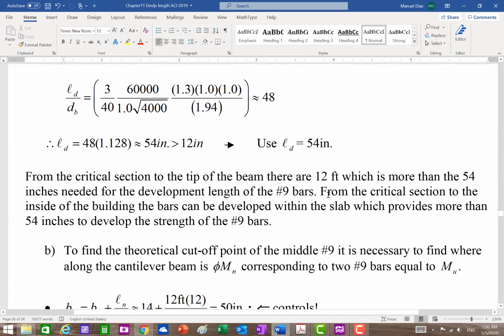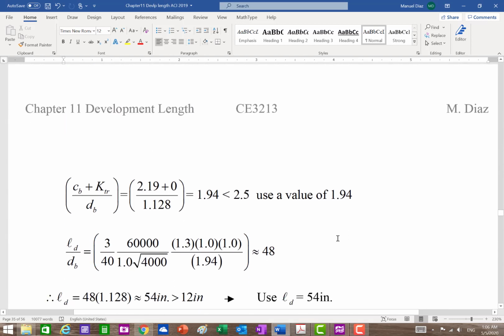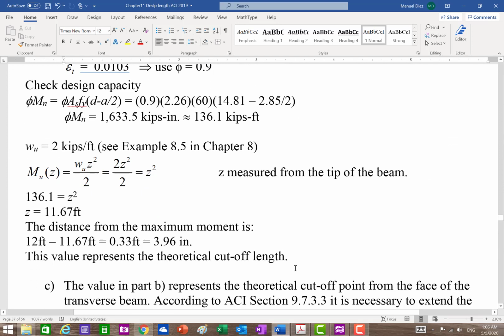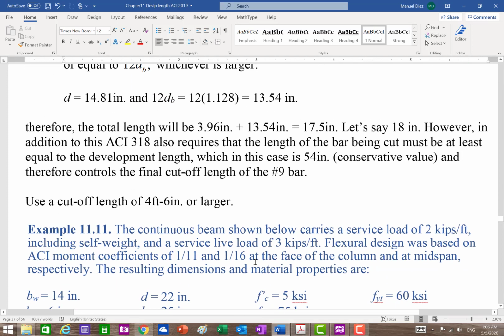Both of those values are greater than 18 inches. So you need to decide which one you use. Right? Do you want to use this one or do you want to use this one? I go conservative. So 54. So I need then, instead of 18 that I found, because of my development length, I need 54. Is my final cutoff length. So I need to cut it then at 4 feet 6 inches.